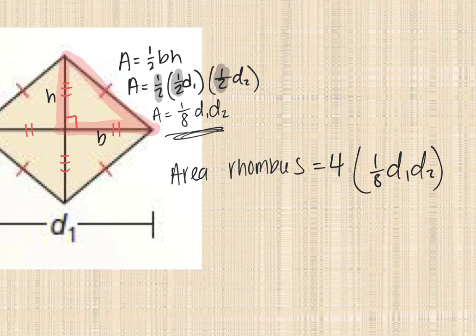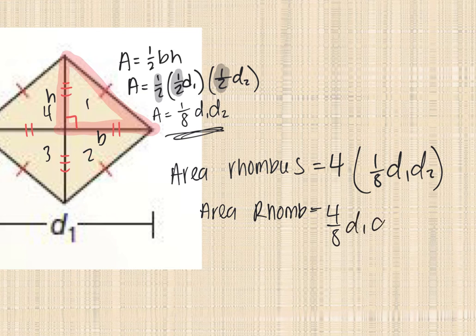So they proved it by finding the area of one right triangle and then taking that and multiplying it by 4 because there's 1, 2, 3, 4 of the exact same triangle, okay? So the area of a rhombus is 4 over 8 D1, D2, which Xavier just said simplifies to 1/2 D1, D2.